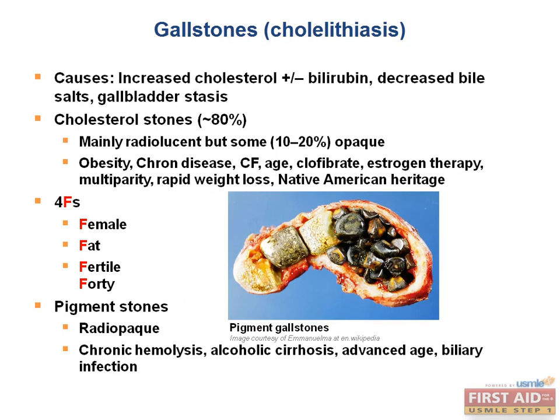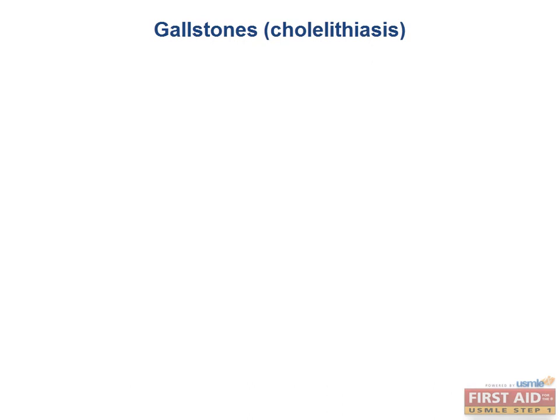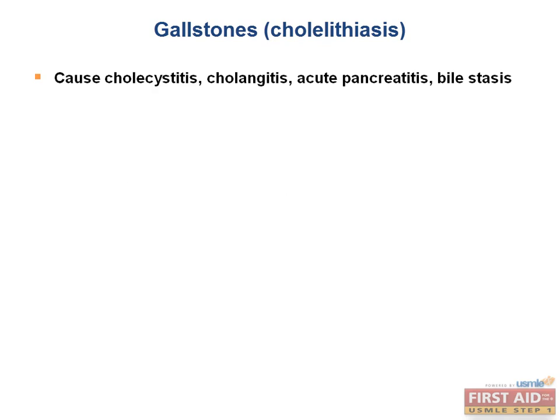Pigment stones are less common, and they're radiopaque. These are found in patients with chronic hemolysis, alcoholic cirrhosis, and biliary infection. Advanced age is also a risk factor for both types of stones. The diagnosis of each is generally by ultrasound, but you can also use radionuclide scans, and treatment is with cholecystectomy. Gallstones most often cause cholecystitis, but they can also cause ascending cholangitis, acute pancreatitis, and simply bile stasis.